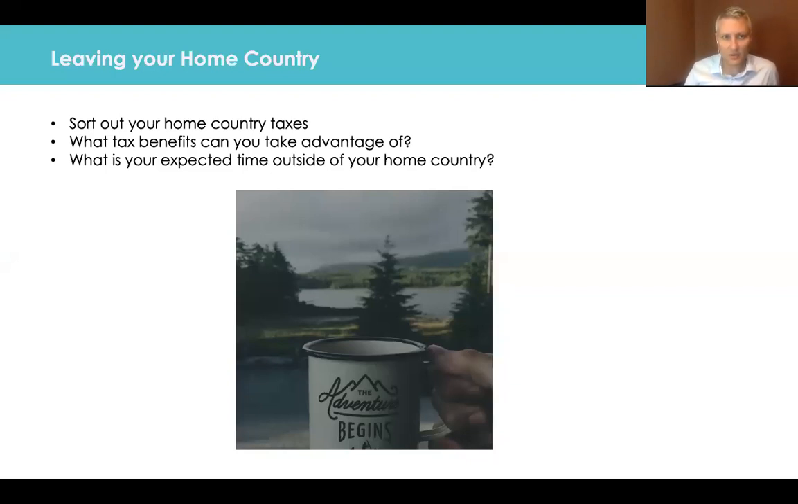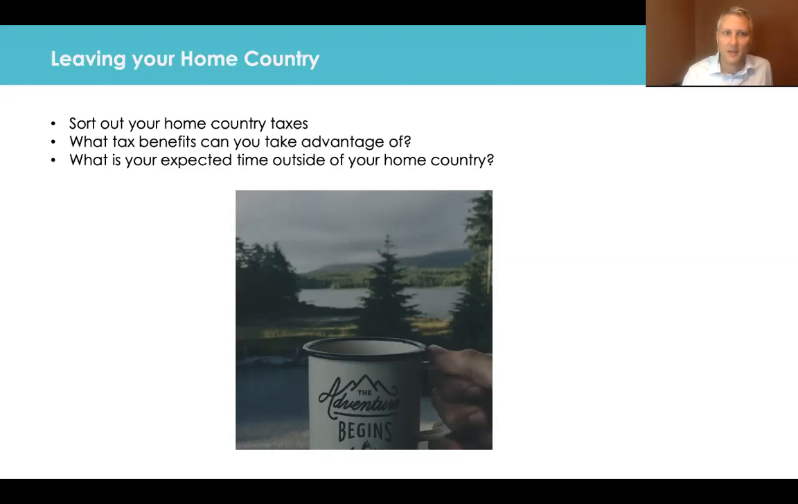Before you do this, it's always good to sort out your home country taxes. Make sure that you have settled any issues that you have, so that when you return, there's not going to be a big shock. Think about the tax benefits that you can take advantage of. Not every country will have this, but some of the mature tax jurisdictions have allowances or benefits where you accumulate assets whilst you're not in the country, and you're not getting taxed on them. Other countries, such as the US, will not have these tax advantages, and you get taxed on everything. But it depends on what your country is and how you can take advantage of this.